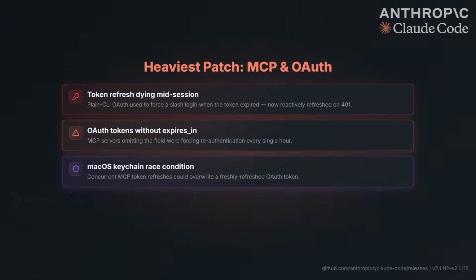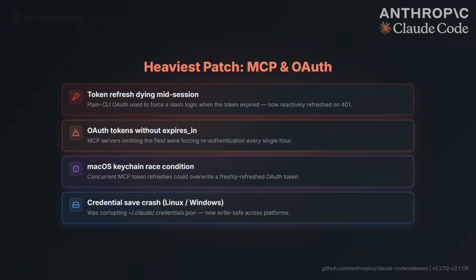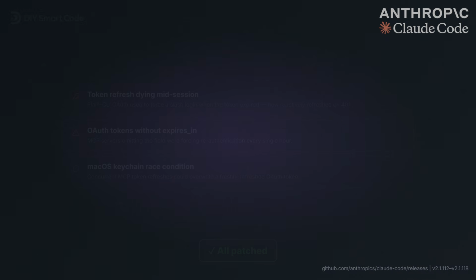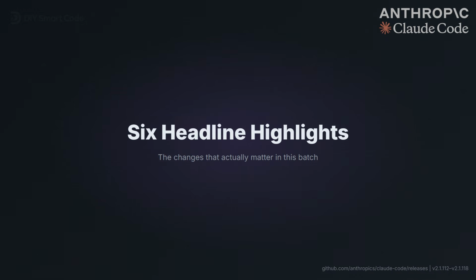Even nastier, a keychain race on macOS, where concurrent MCP token refreshes could override a freshly refreshed OAuth token. And a credential save crash on Linux and Windows that was corrupting your .credentials.json file. All of that now patched. Before we dig deeper, here are the 6 changes that actually matter.